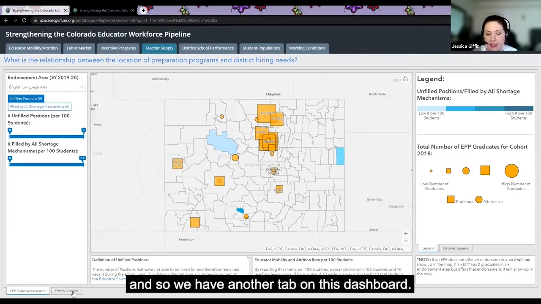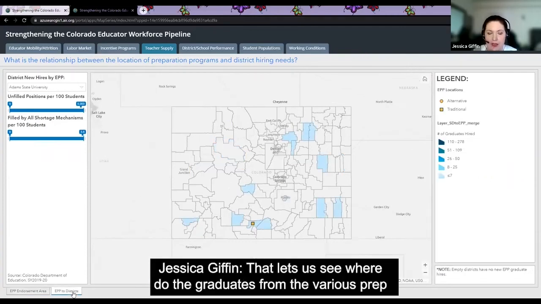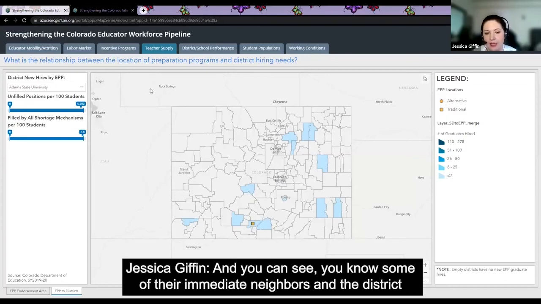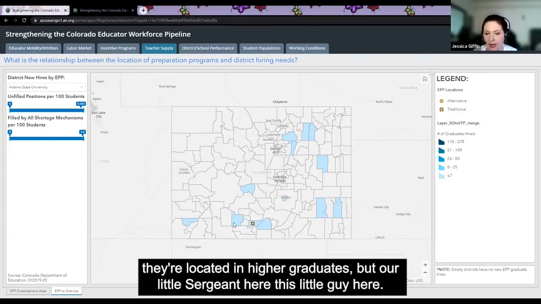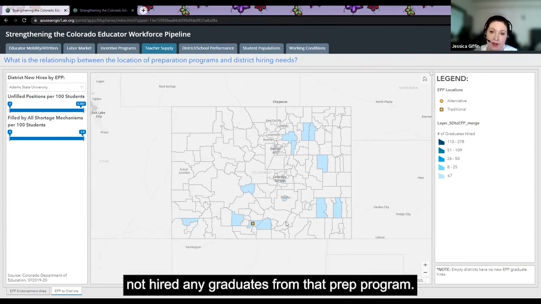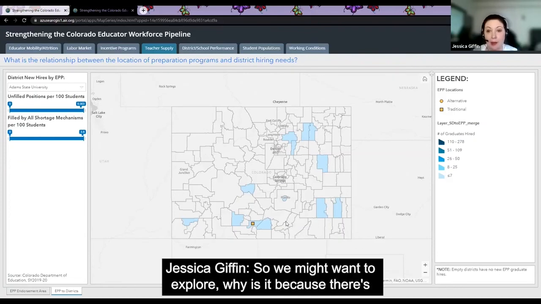And so we have another tab on this dashboard that lets us see where the graduates from the various prep programs are hired, which districts hire them. So I've already filtered it for Adams State University, and you can see some of their immediate neighbors and the district they're located in hire graduates. But our little sergeant here, this little guy here, is now highlighted in blue, which tells us that they've not hired any graduates from that prep program. So we might want to explore why.